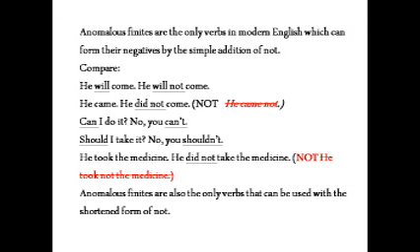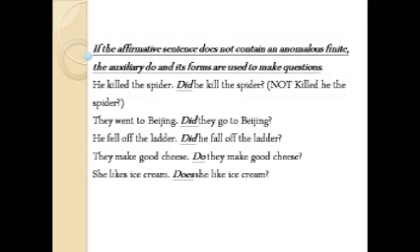If the affirmative sentence does not contain an anomalous finite, the auxiliary do and its forms are used to make questions. For instance, he killed the spider. Did he kill the spider? And not, killed he the spider? They went to Beijing. Did they go to Beijing? He fell off the ladder. Did he fall off the ladder? They make good cheese. Do they make good cheese? She likes ice cream. Does she like ice cream?